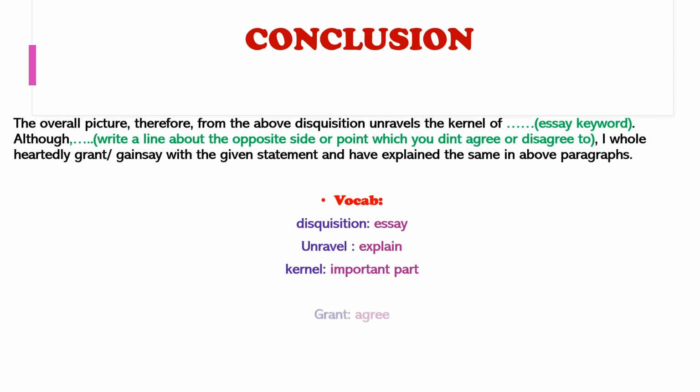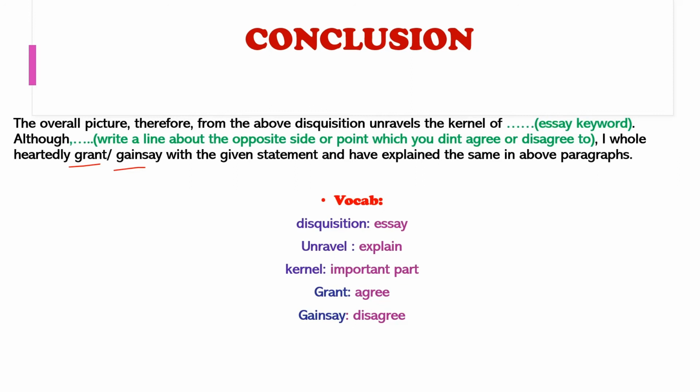Grant means agree, and gainsay means disagree. So whatever your side is, you will write that. So I wholeheartedly agree with the given statement, or I wholeheartedly disagree. So I wholeheartedly grant with the given statement, or I wholeheartedly gainsay with the given statement, and have explained the same in above paragraphs. Okay, so I am saying that although there are some good things, or although there are some bad things about the keyword of the essay, I wholeheartedly agree or disagree with the given statement and have explained the same in our paragraphs.